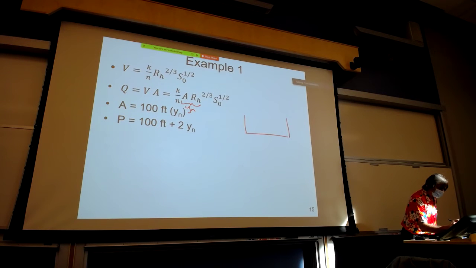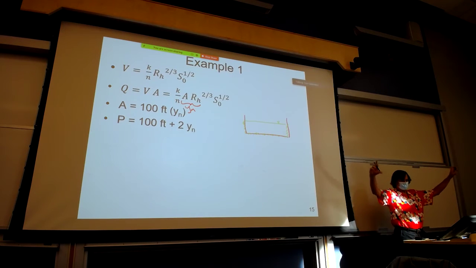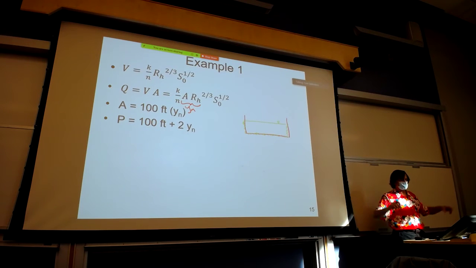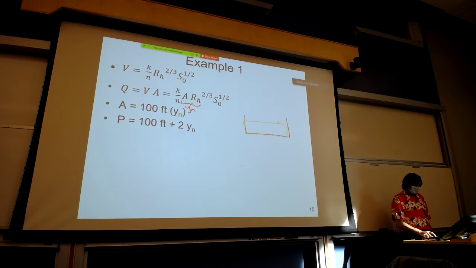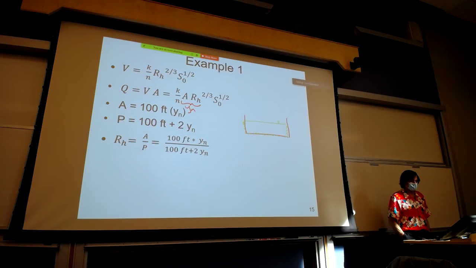For a rectangular channel, if this is your depth of flow, then this is the wetted perimeter. So the wetted perimeter is the base width, 100 feet, plus 2 times Yn, which is the length of the wetted perimeter on both sides of the channel. And so now we know what the hydraulic radius is. It's area over wetted perimeter, and that's what goes into the Manning equation on the second line of the slide.